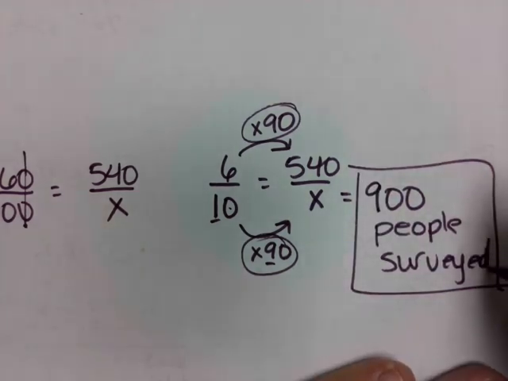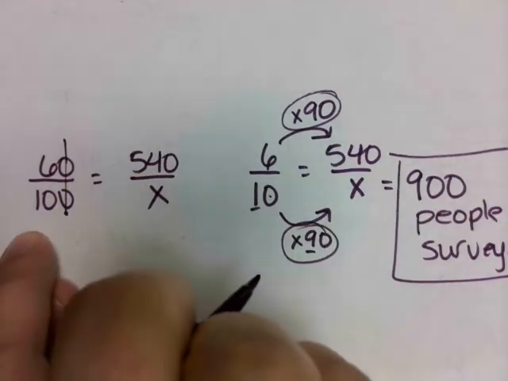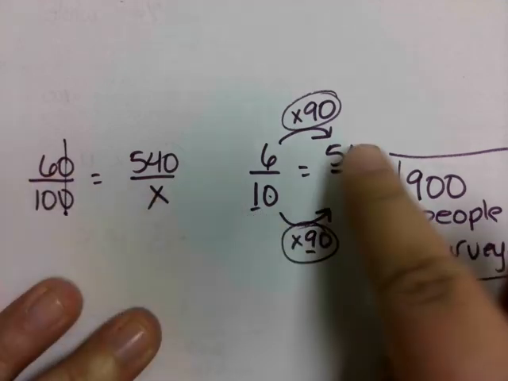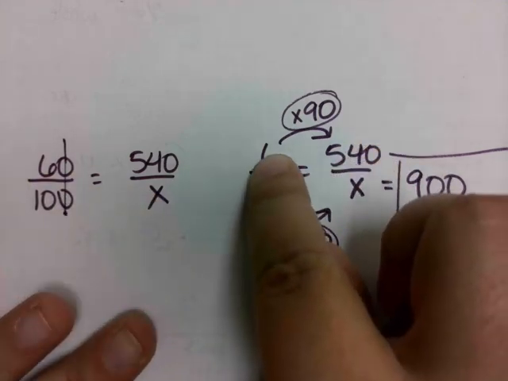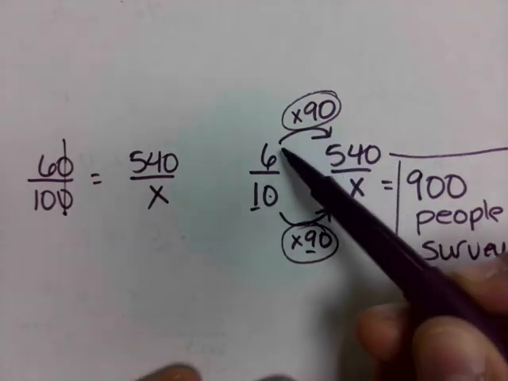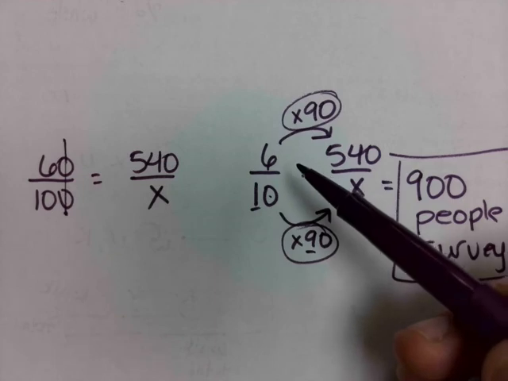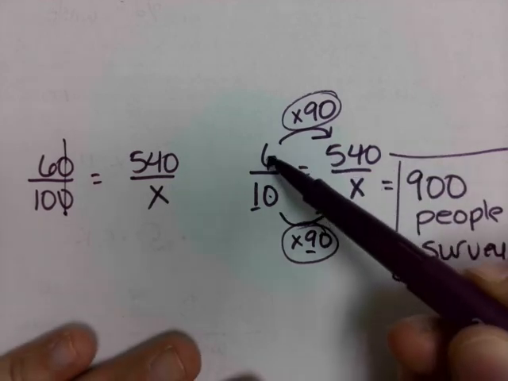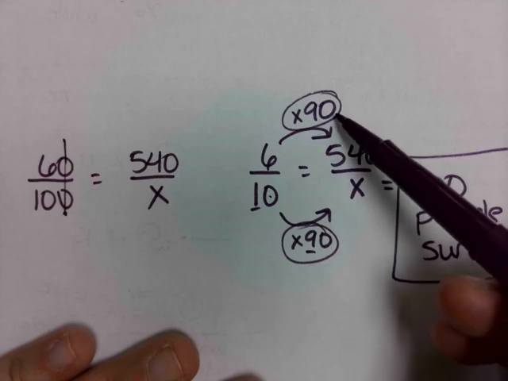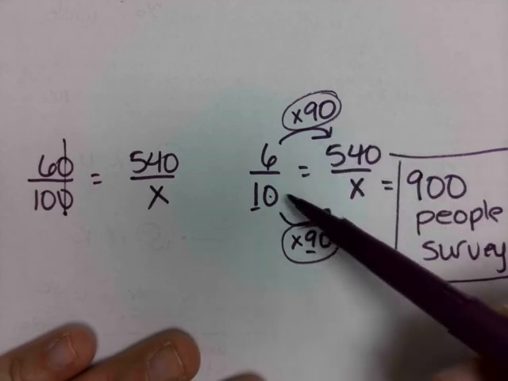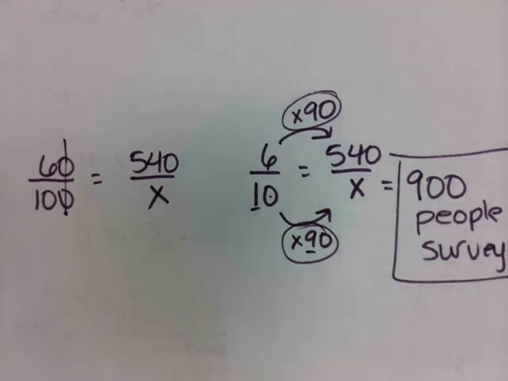All right, so again, we could have immediately cross multiplied 540 times 100 and then divided by 60. I could have cross multiplied at this point, 540 times 10 and divide by 6. But if you can ever find that relationship going across, that's the easiest thing. It eliminates the dividing altogether. So 6 times 9 got me 54, but I wanted 540, so I added a 0. And then do the same thing at the bottom. 10 times 9, 90 gets me my answer of 900 people surveyed.